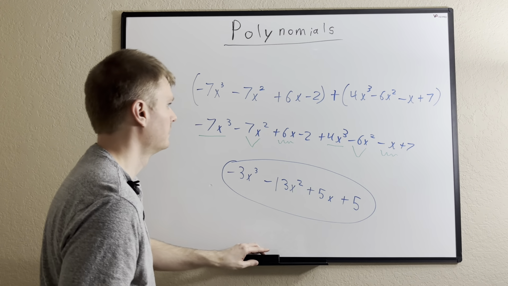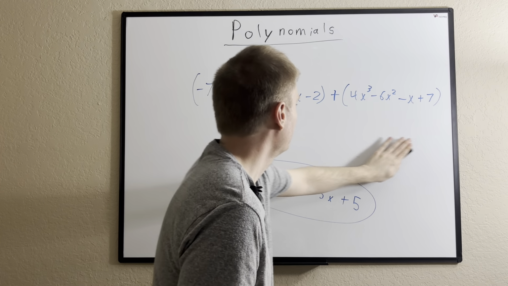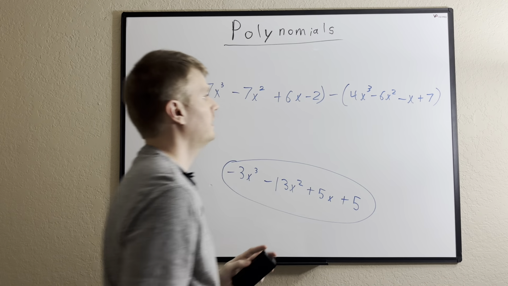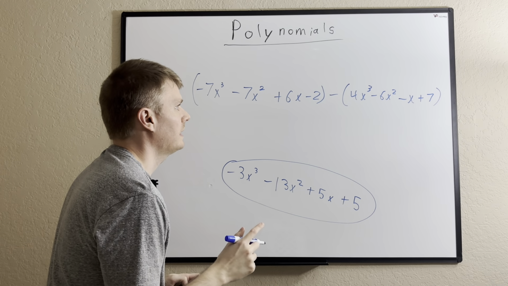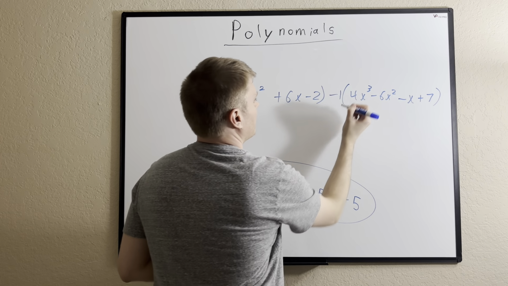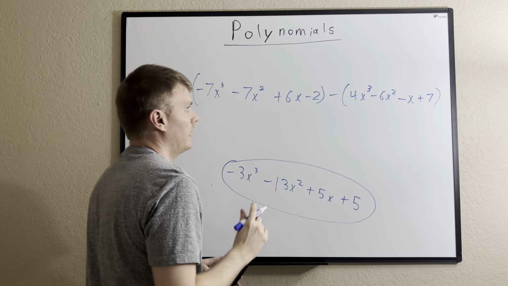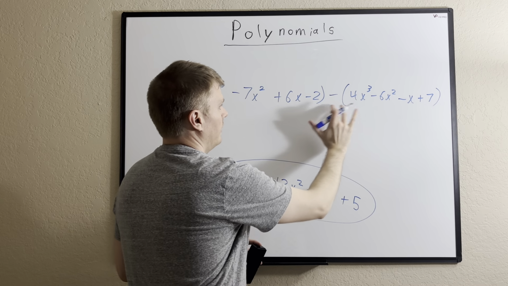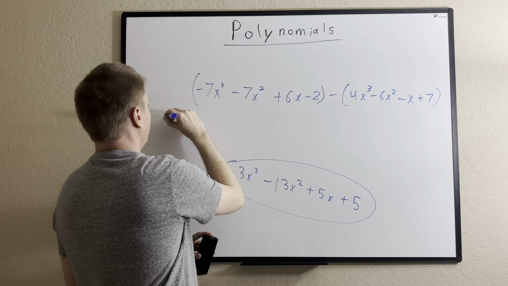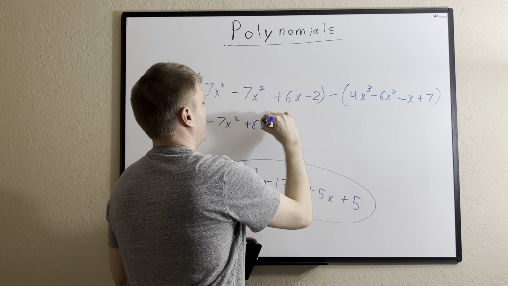Now that's adding them. If we were subtracting them, things would be much different. I'm going to leave that answer there so we can compare the answers. Because when you're subtracting, you've got to understand something. This negative 1 there needs to be accounted for. It changes everything about this polynomial. Nothing about this one. This one is all the same. Negative 7x cubed minus 7x squared plus 6x minus 2.